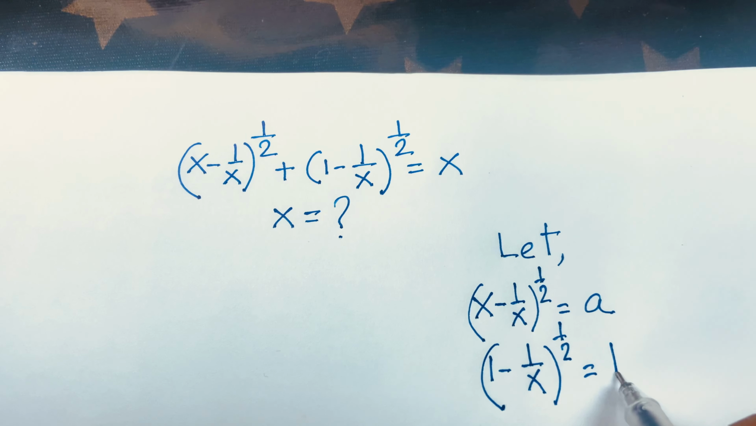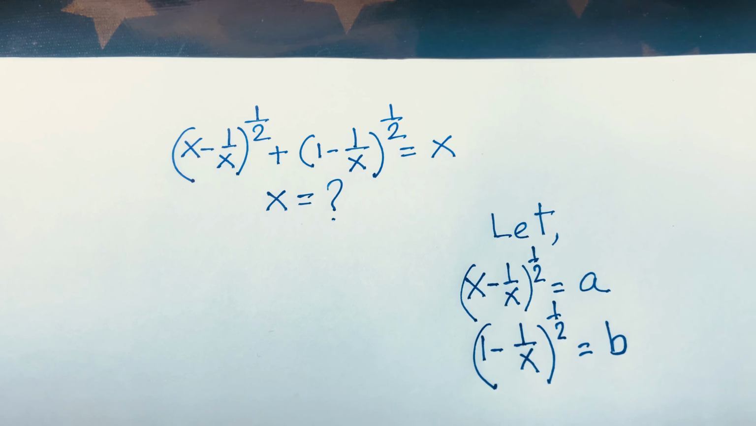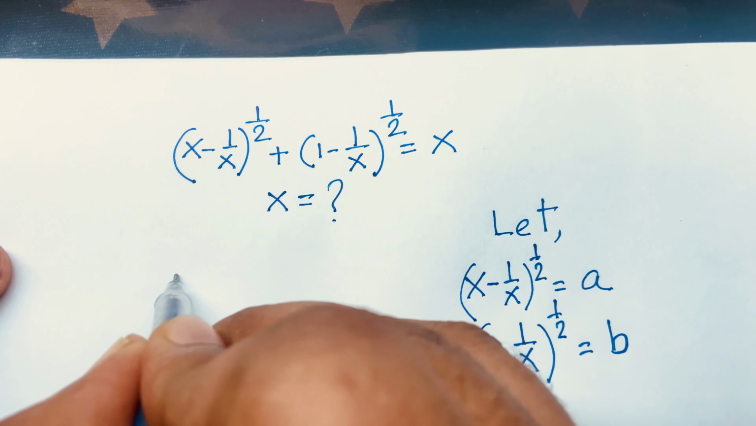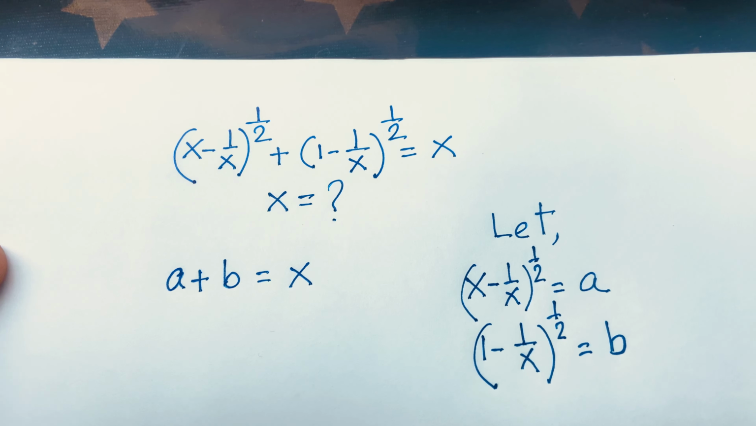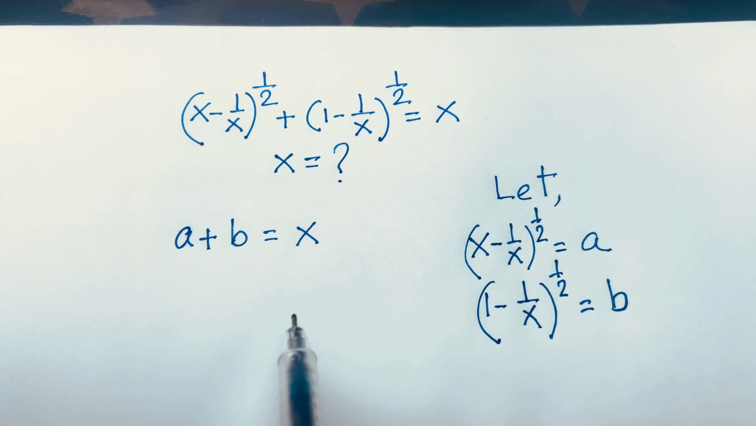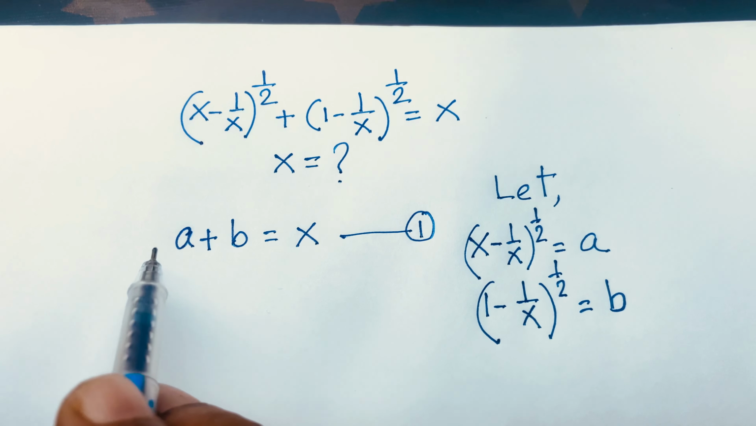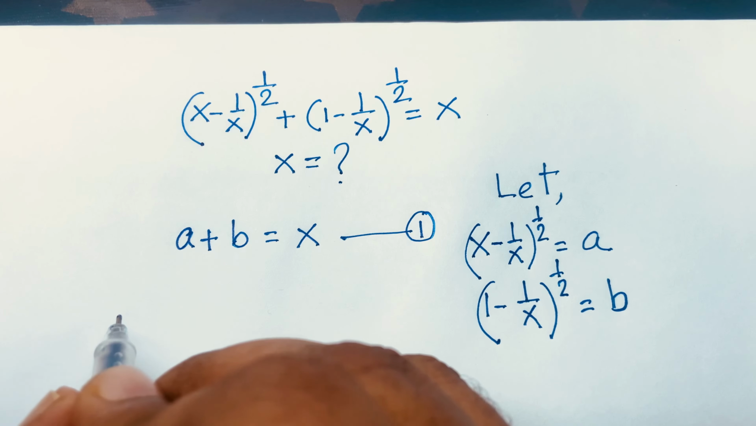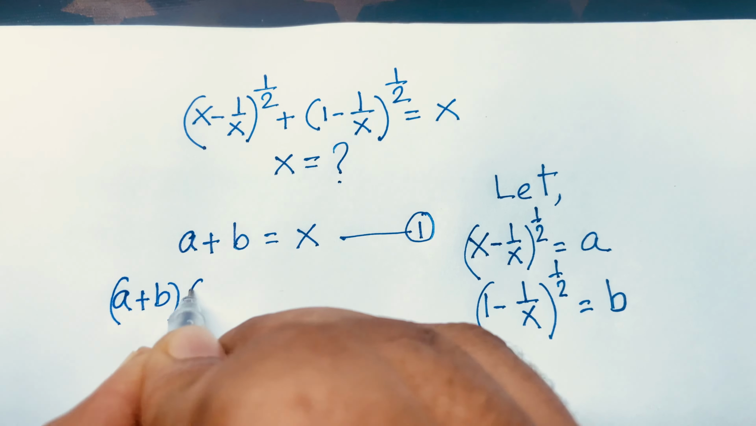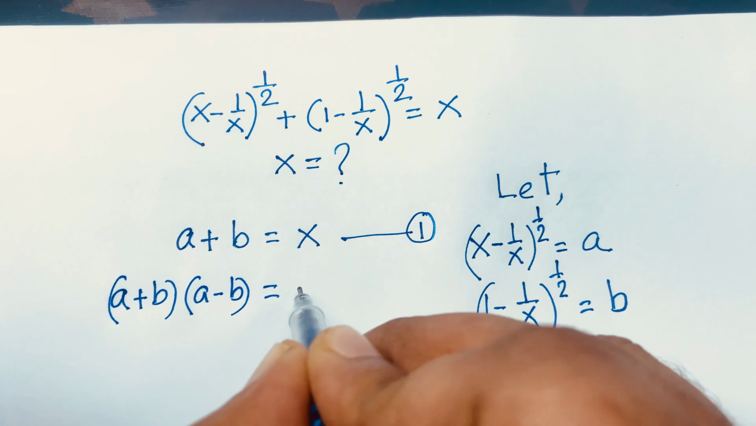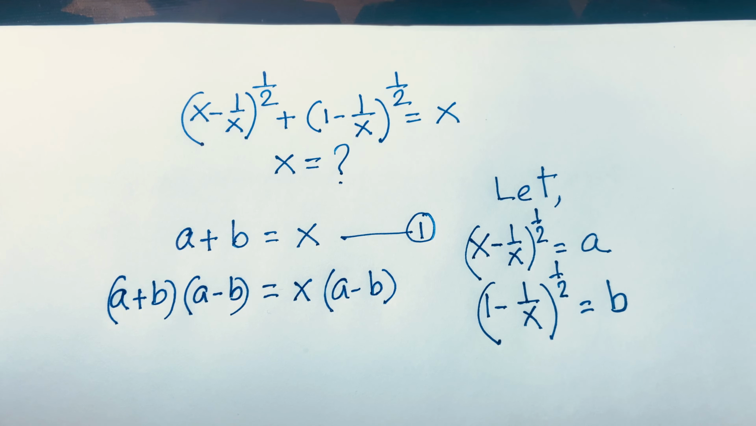You can see easily it will be b. So this is equal to a, this is equal to b. So at this moment I can see easily it will be a plus b is equal to x. Now at this moment I can say it is our first equation. And at this moment if I multiply both sides by a minus b, I can see easily it will be (a plus b) times (a minus b) is equal to x times (a minus b).